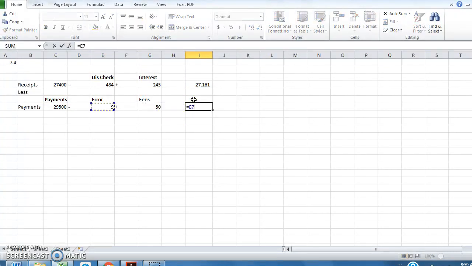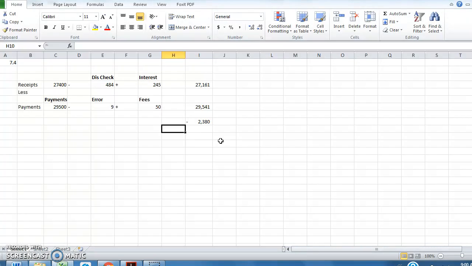So we go equals our 29,500 minus our $9 plus our $50, which gives us 29,541. So here we have a bit of a discrepancy. We take that and take our receipts minus our payments. That gives us a deficit of $2,380. So some of you may have finished there, however there is one extra step.